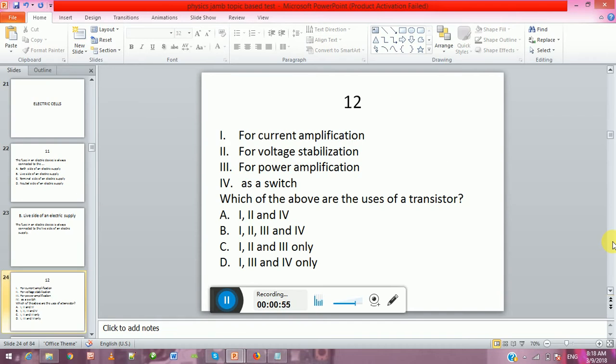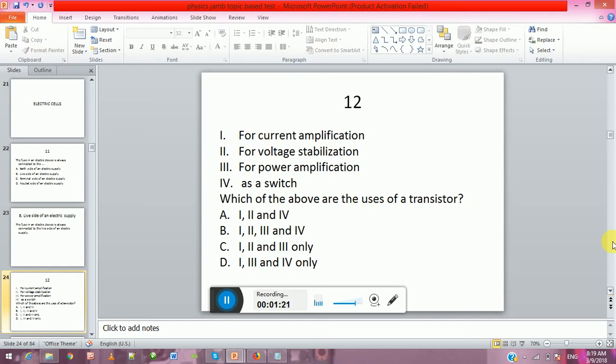I. For current amplification, II. for voltage stabilization, III. for power amplification, IV. as a switch. Which of the above are the uses of a transistor? What can we use a transistor for? Is it for current amplification, for voltage stabilization, for power amplification, or as a switch?